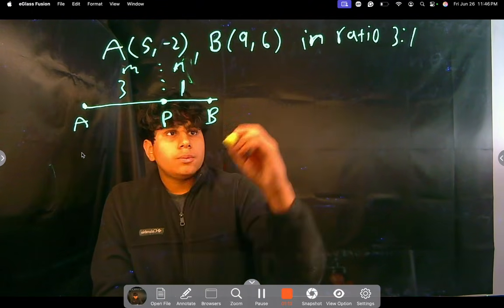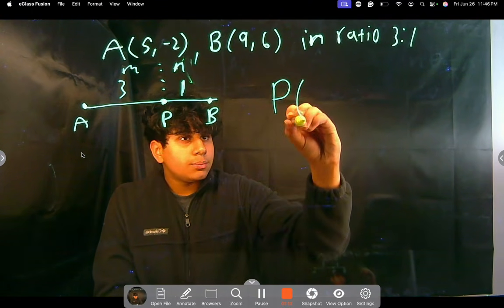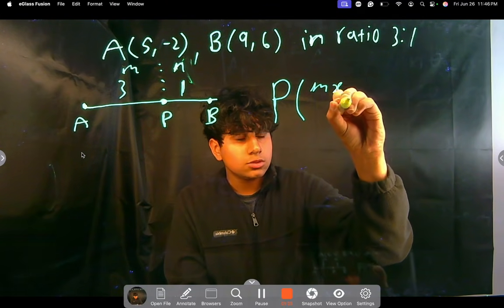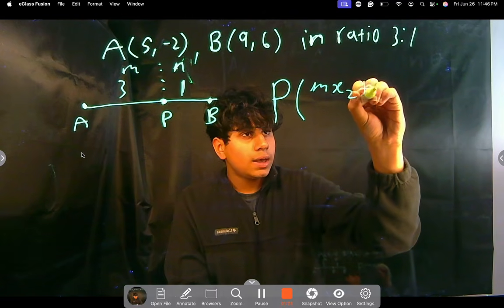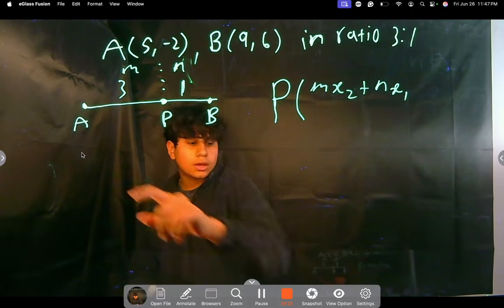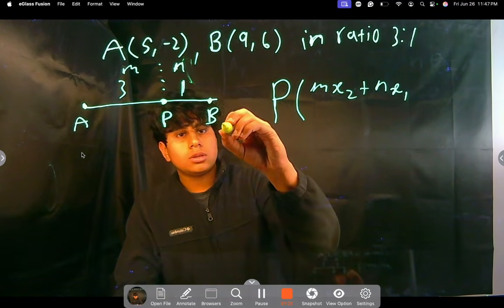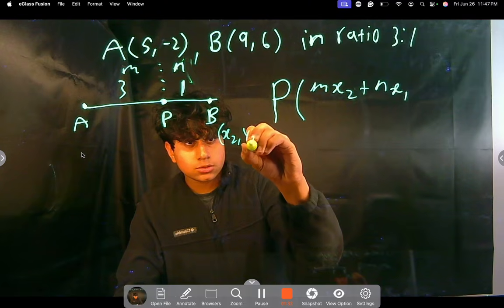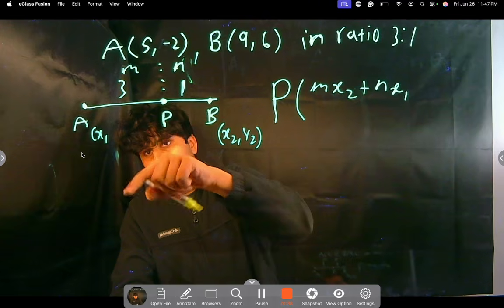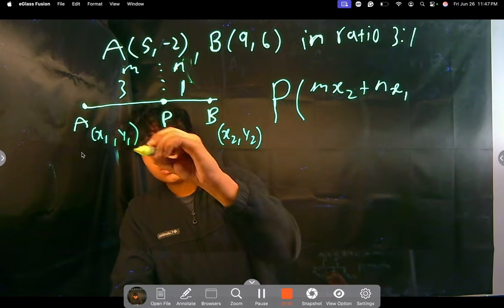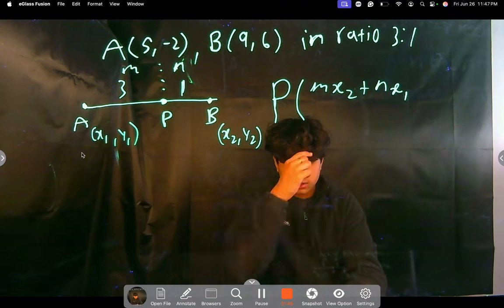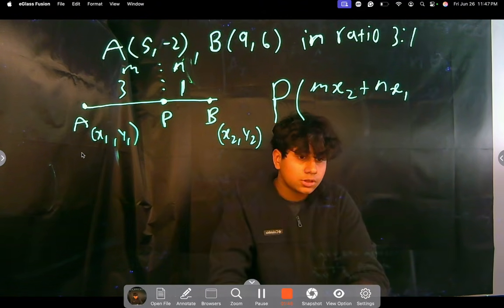The way that we can find this is an easy formula. The point P is going to be m times x2 plus n times x1, where point 2 is x2 comma y2 and point 1 is x1 comma y1. So it's always going to be in this form. You have to make sure, when you're doing these problems, that your order is correct, because that's probably the hardest part.